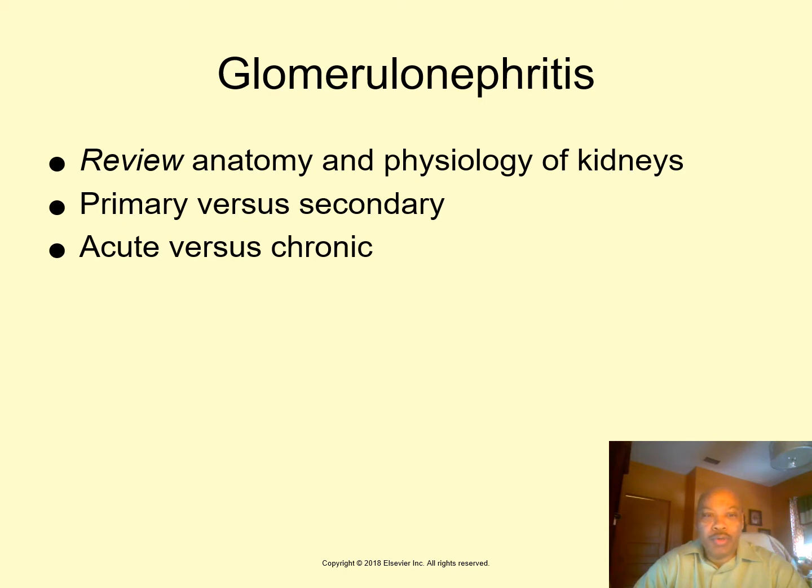I want you to review the anatomy and physiology of the kidneys. I believe you've done that for the renals part one test. We'll also be talking about primary versus secondary. This particular presentation will be talking about the acute type, and then we will go into the chronic type of glomerulonephritis. So understand that the glomerulus is part of the kidneys that does the blood filtering.